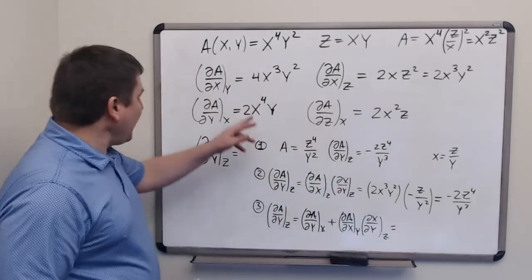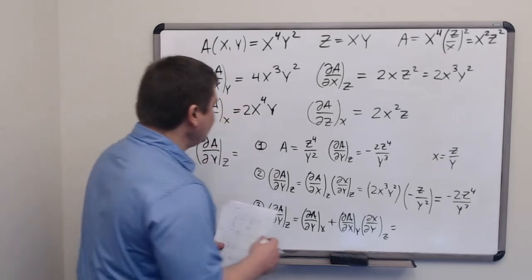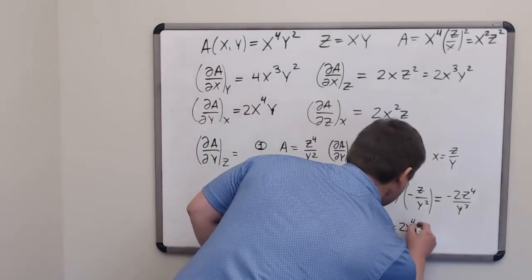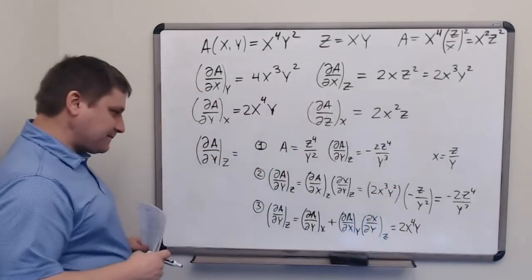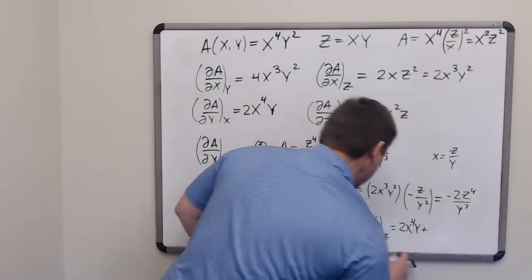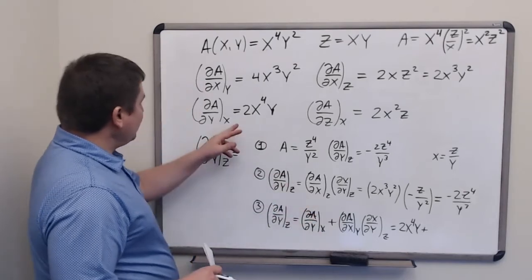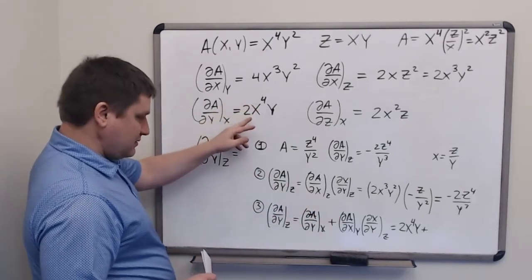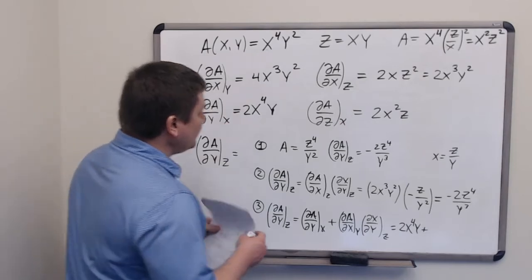dA/dy with x was 2x to the fourth times y. dA/dx with y was 4x cubed y squared.